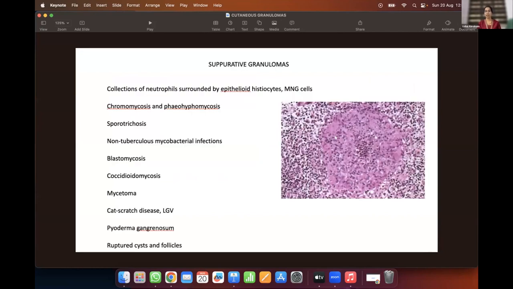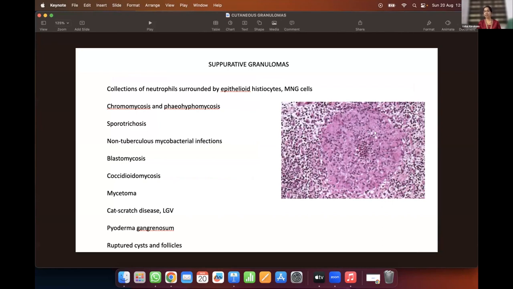Now, moving on to the next one, that is the suppurative granuloma. Here we see suppuration, as I said, a collection of neutrophils. We're seeing the granuloma with a lot of neutrophils in the center and surrounding mononuclear cells. Whenever you see suppurative granulomas, the first thing that should come to your mind is: is it fungal in origin? So you have to do special stains to rule out a fungal etiology.